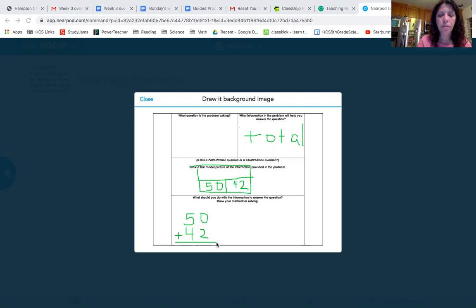Okay. So let's look at our ones. 2 plus 0 is 2. 5 plus 4 is 9. Let's go ahead and put 92 in here. And let's see if it makes sense. How many ribbons does Nina have in total? Nina has 92 ribbons in total. Let's double check that this total number is larger than our parts. Yes, 92 is larger than 50. It's also larger than 40.